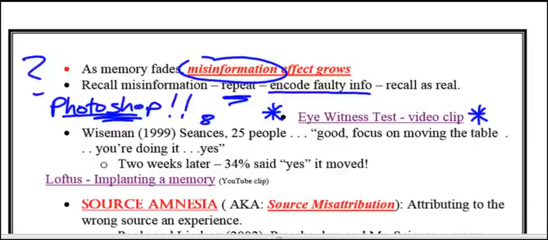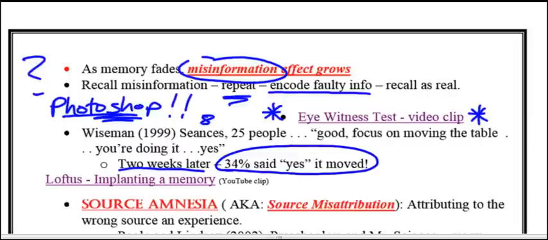And then 2 weeks later, they were asked about the experiences. Just about a third of the people said yes, they felt the table move. So it's likely that the misinformation, or the source of the sensation of moving it, was believed to be real, and this might be another example of confabulation, and the people actually believed it was happening.